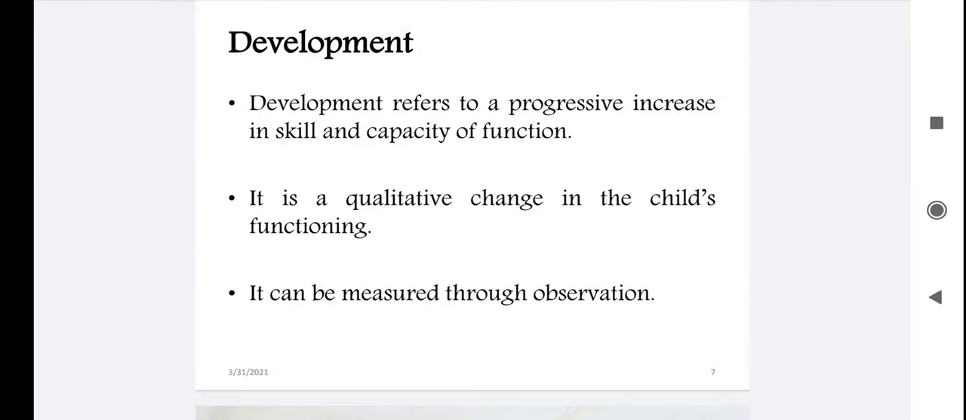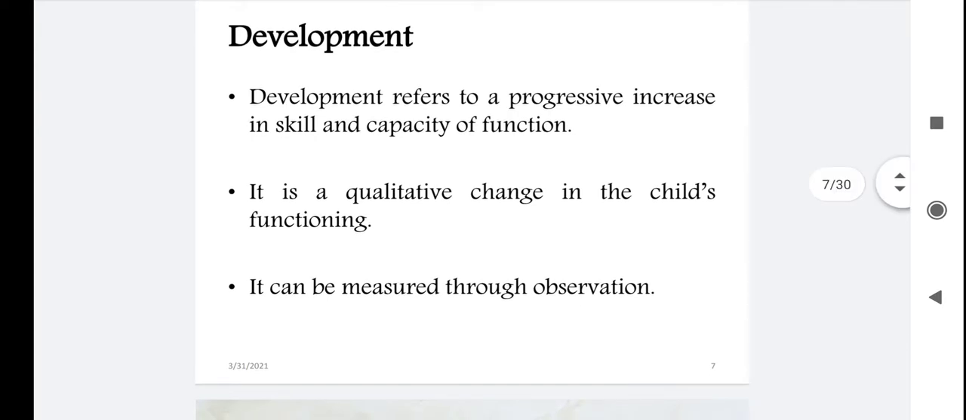Development. Development refers to a progressive increase in skills and capacity of function. It is a qualitative change in the child's function. It can be measured through observation. So, growth can be measured by units, while development can only be measured through observation.